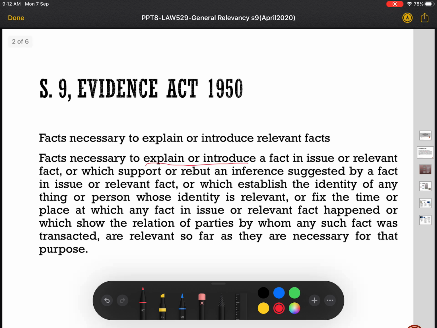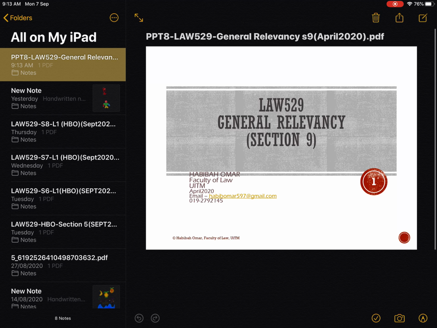Section 9, we are talking about evidence relating to facts necessary to explain or introduce a relevant fact. Facts which are to explain or introduce a fact in issue or relevant fact, or which support or rebut an inference suggested by a fact in issue or relevant fact, or which establish the identity of anything or person whose identity is relevant, or fix the time or place at which any fact in issue or relevant fact happened, or which show the relation of parties by whom any such fact was transacted are relevant so far as they are necessary for that purpose.